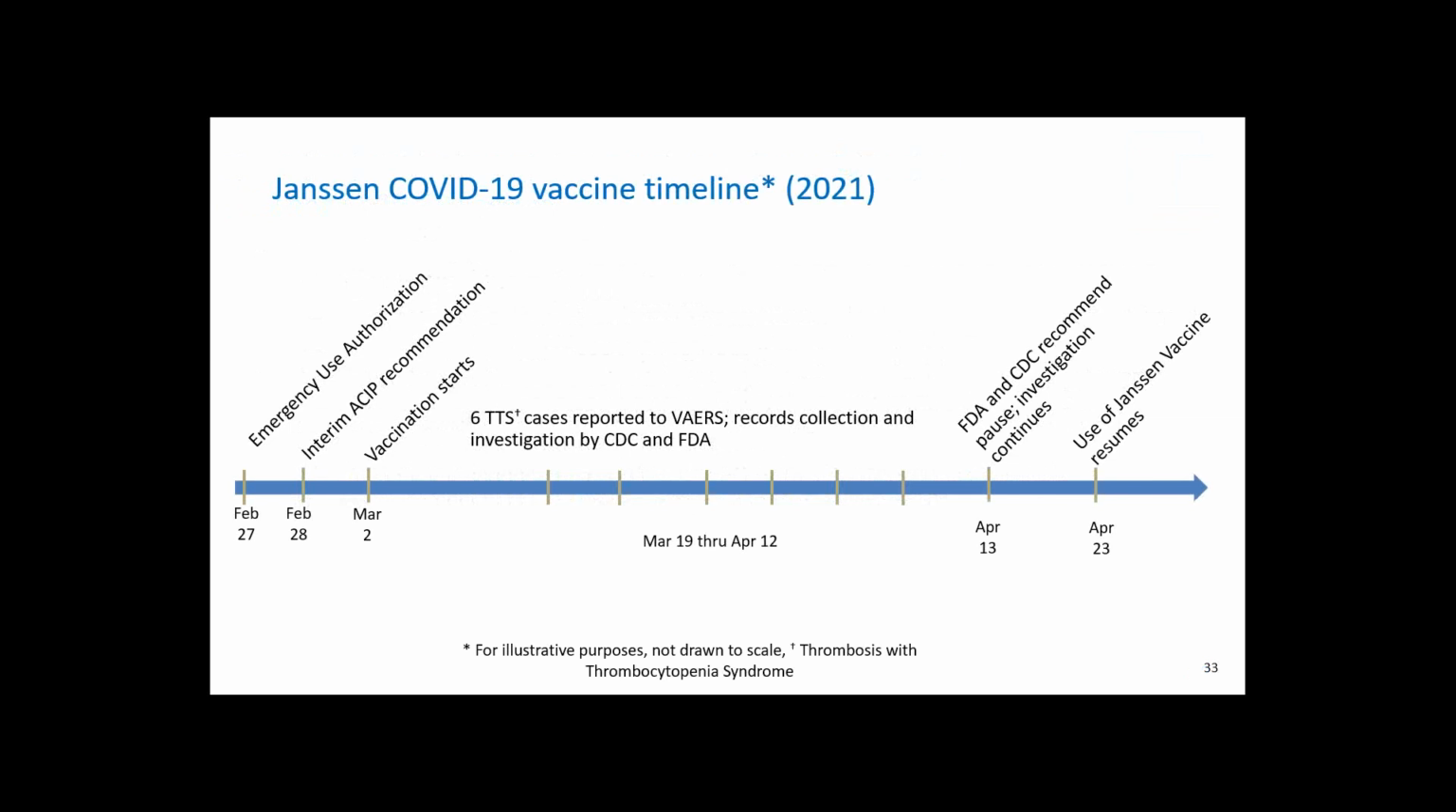timeline of the Janssen COVID-19 vaccine in 2021. It was authorized February 27th. Vaccination started March 2nd. And then between March 19th and April 12th, we had these 6 cases that we found, and the records collection and investigation by FDA and CDC started.